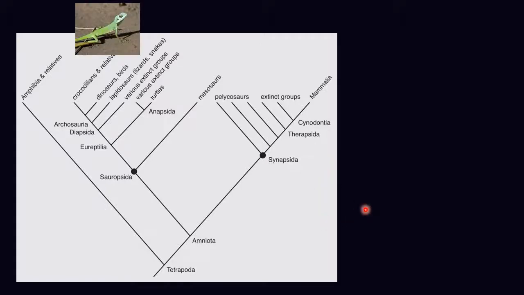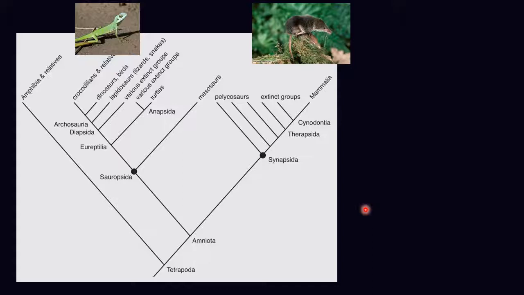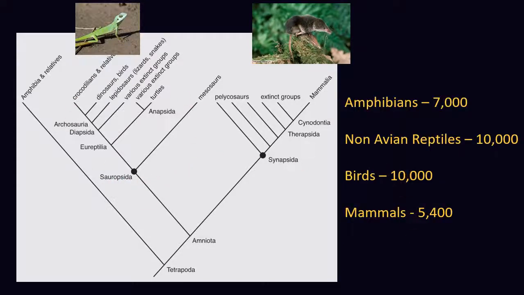Okay, we got reptiles over here, mammals over here, and they look very different. But if we go back to their last common ancestor, they looked very similar, and mammals have acquired a host of features that separate them from the modern reptiles. And if we go by numbers, how many mammals are there? We're actually losing in terms of raw numbers.